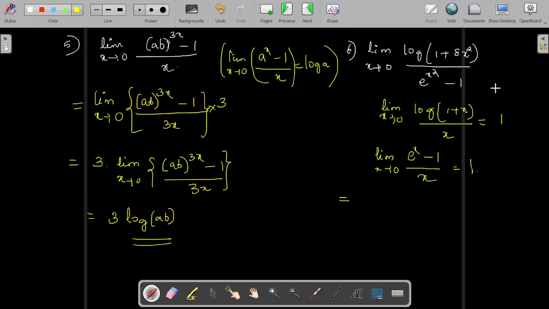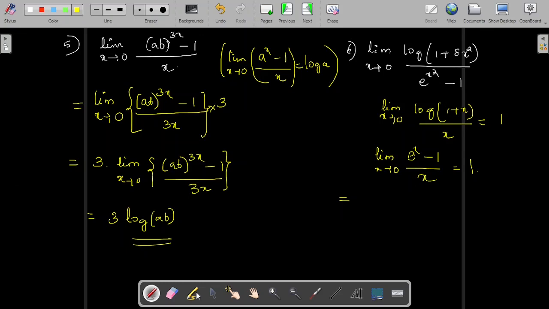8x square is missing. And similarly here you have e to the power x square minus 1. So in this form e to the power x, instead of x you have x square now. So divided by what should you have? x square you should have. What power do you have in the e? So the same value should be in the denominator. So I should have x square in the denominator.